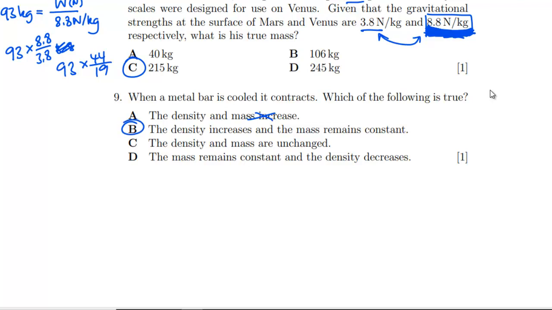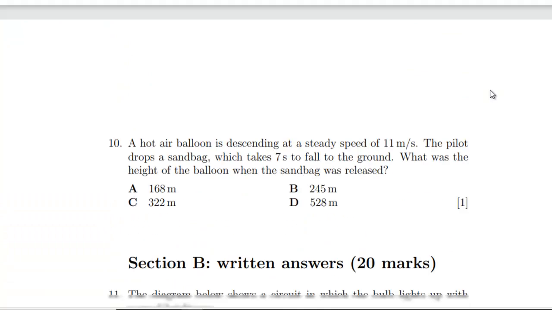Density and mass are unchanged. No, because the density is definitely going to change. Mass remains constant, the density decreases. No, so that would have to get bigger. So that's wrong as well. So yeah, we'll stick with B on that one.